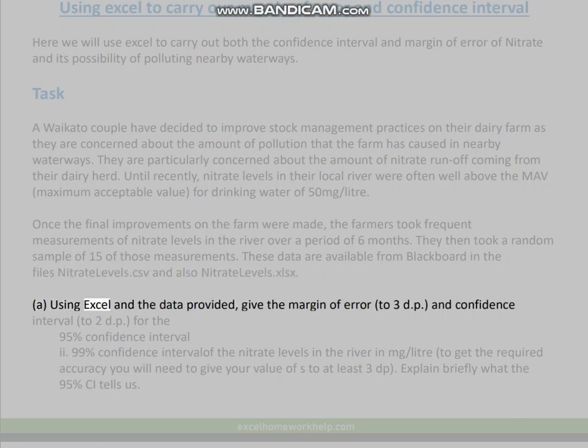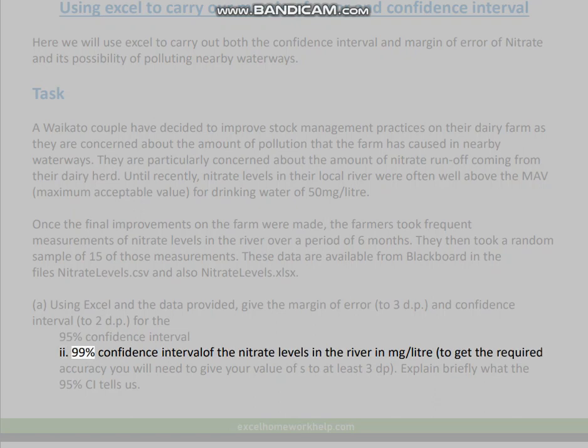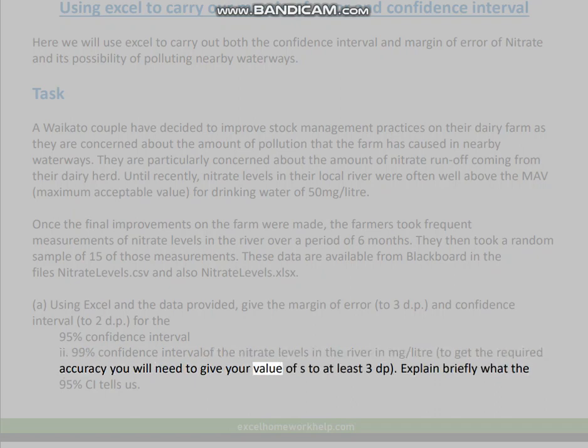A. Using Excel and the data provided, give the margin of error to 3 dp and confidence interval to 2 dp for the 95% confidence interval to 99% confidence interval of the nitrate levels in the river in mg/liter. To get the required accuracy, you will need to give your value of S to at least 3 dp. Explain briefly what the 95% CI tells us.